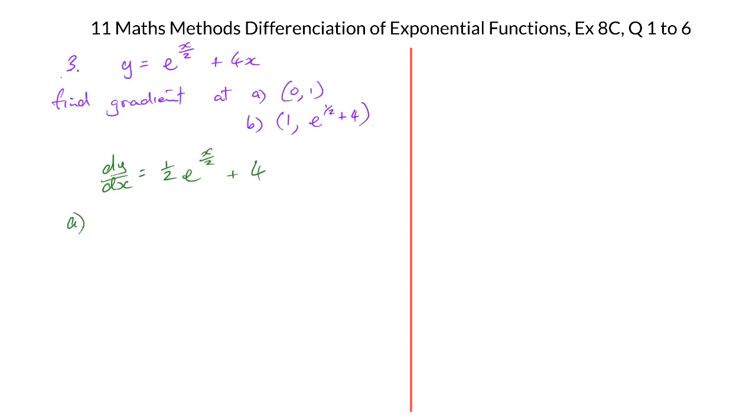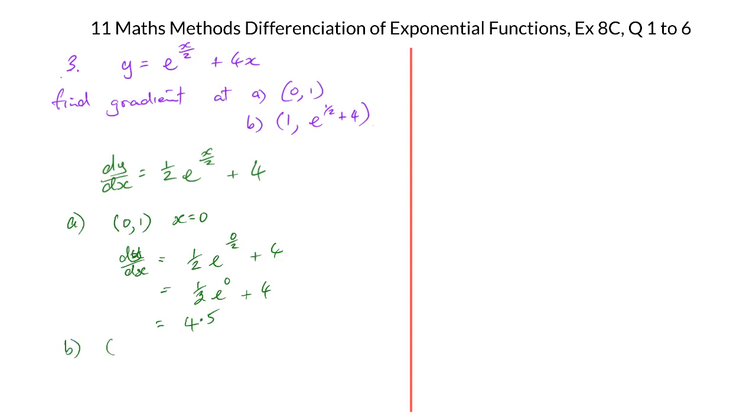And so looking at part A, it says at the point (0, 1), so that means when x equals 0, so dy/dx, not dx/dy, equals 1 half e to the 0 on 2 plus 4. And of course, anything to the power of 0 is 1, so I end up with 4.5.